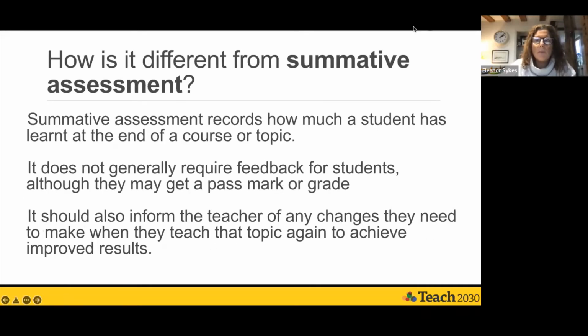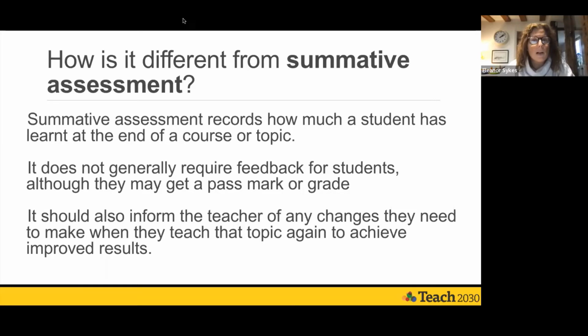So you've probably heard of summative assessment. And how is it different from summative assessment? So summative assessment records how much a student has learnt at the end of a course or topic. So we don't use the term summative assessment for questions that you might ask in the middle of a lesson to check the understanding.